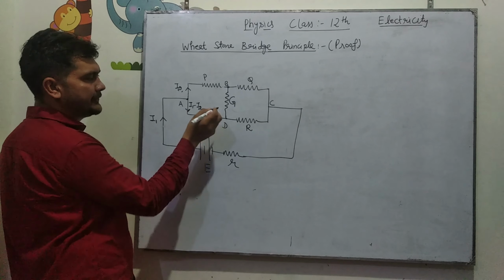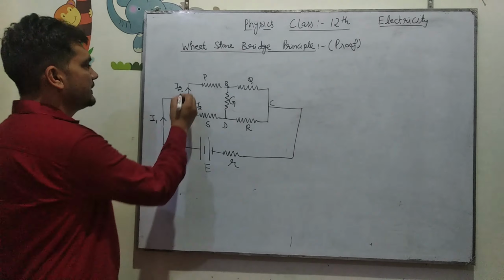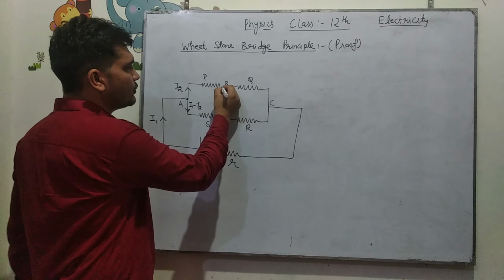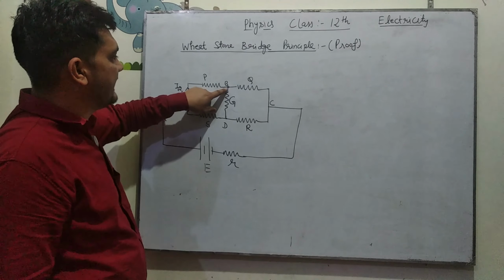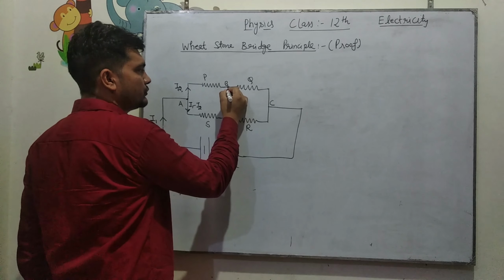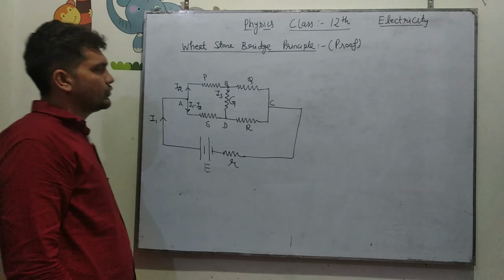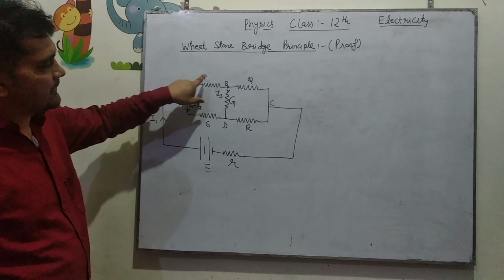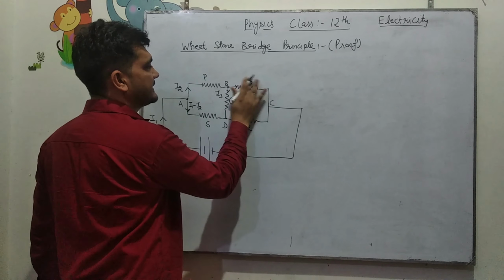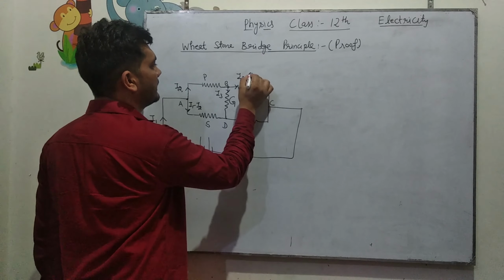So I1 minus I2 current is flowing through resistance S. This I2 is flowing through this resistance P. Now let us assume that current again divides at this junction. I3 current flows through this resistance G, and the remaining current flows through this resistance Q. Remaining current is I2 minus I3.